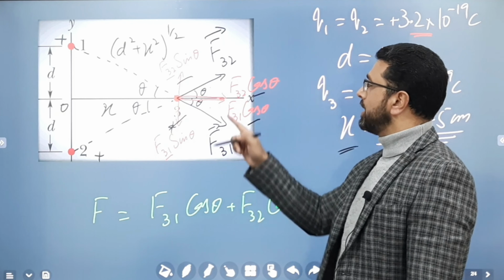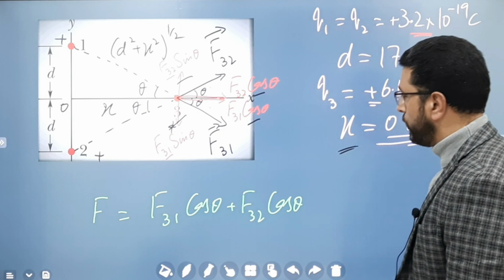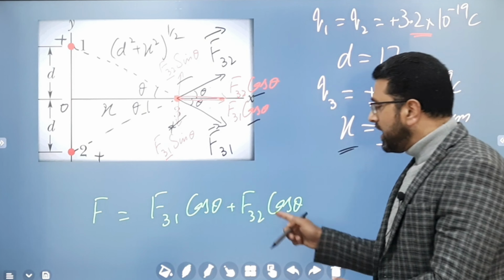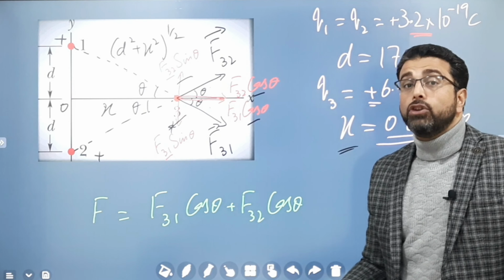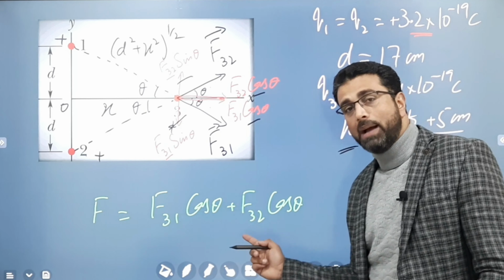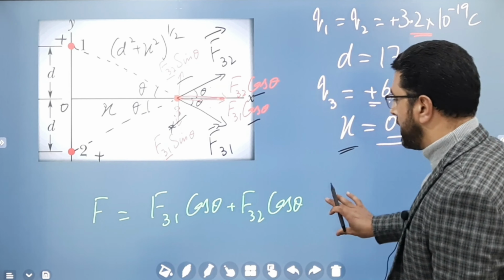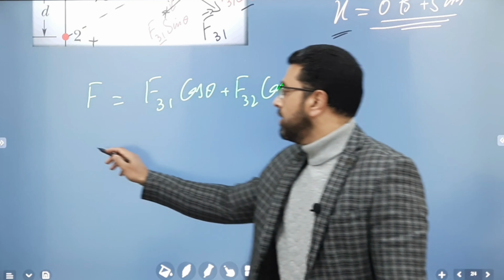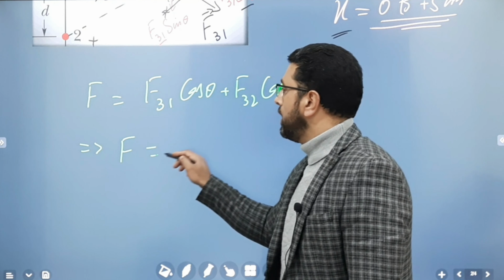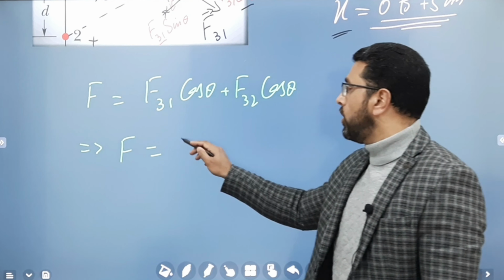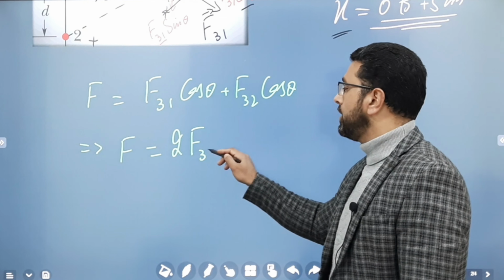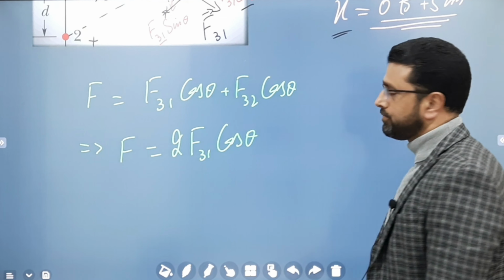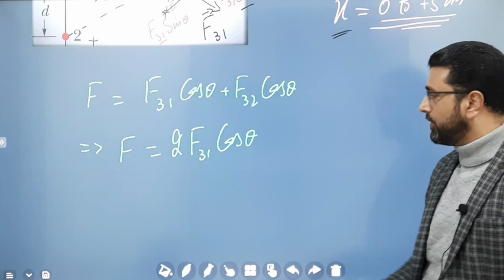F31 cos theta plus F32 cos theta, the sum of these two forces. Now F32 and F31 are identical, magnitude wise the same. We're dealing with the magnitudes now, so I can replace F32 by F31. So this will become F31 cos theta plus F31 cos theta, twice F31 cos theta.